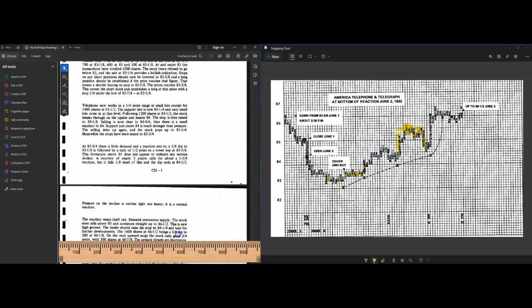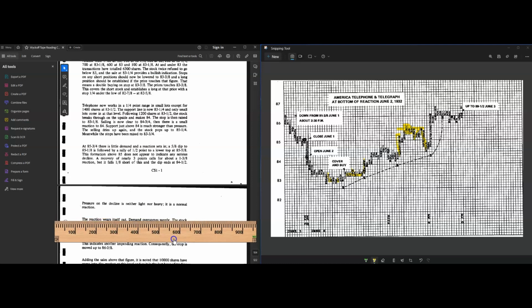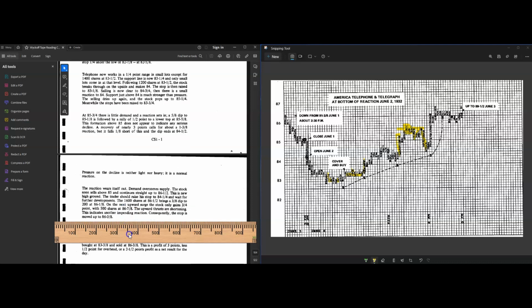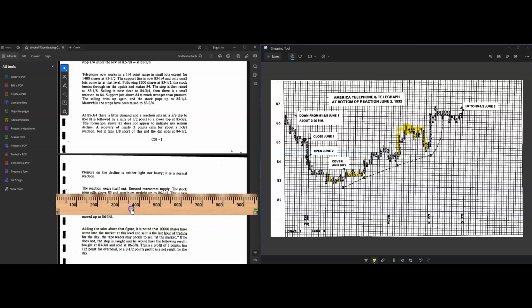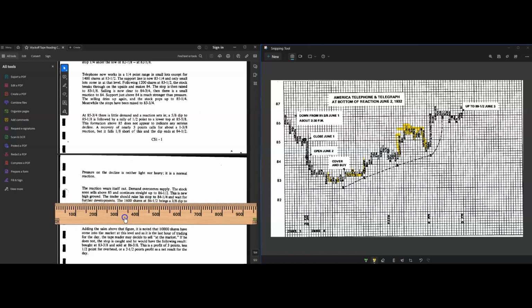right. Pressure on this decline is neither light nor heavy. It is a normal reaction. This is selling pressure. The reaction itself wears out and demand overcomes supply. The stock soon trades above 85 and continues straight up. This is a new high ground. The trader should raise the stop to 84.25 and wait for further developments.